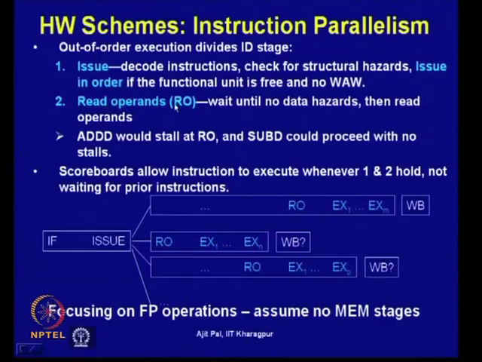And then read operands: wait until there are no data hazards, then read operands. That means the reading operation is also delayed until all the hazards are overcome. And add D would stall at read operands, and sub D could proceed with no stalls, as you have already seen in that 3 instruction example. Add D would stall read operands because of data dependency, but sub D could proceed with no stalls because there is no data dependency. So, the scoreboard allows an instruction to execute whenever the first 2 conditions hold, not waiting for any prior instructions. So, it is allowing you out of order execution.